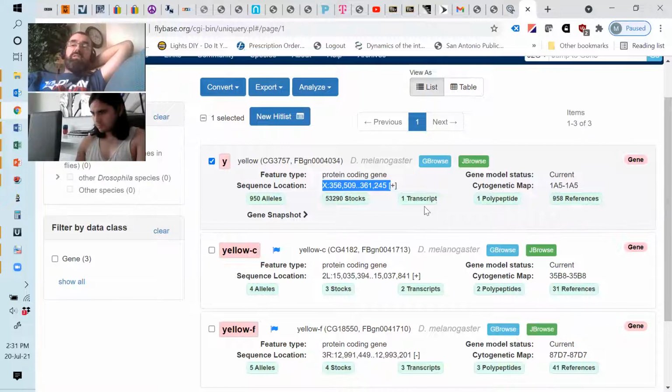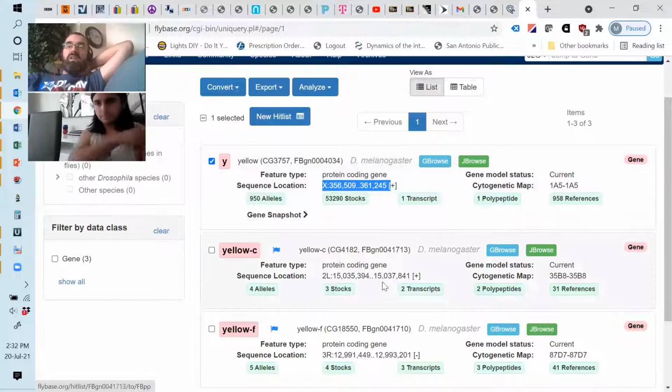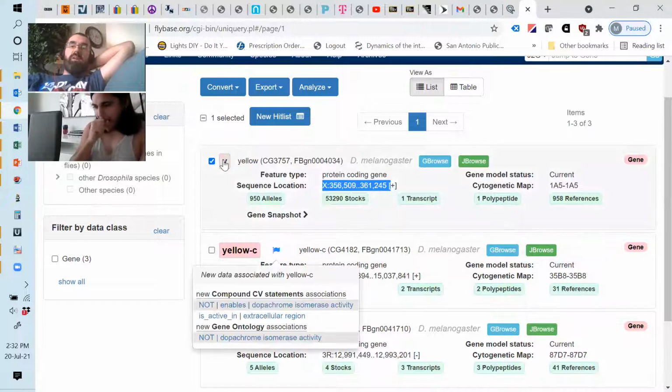But it also tells you there's only one transcript. So there's one gene, one mRNA, and from that, one protein. So this is a fairly straightforward, simple gene, relatively speaking. If you look at these, we have multiple transcripts and multiple polypeptides. So these are much more complicated. So we're going to have a deeper look into the yellow gene.